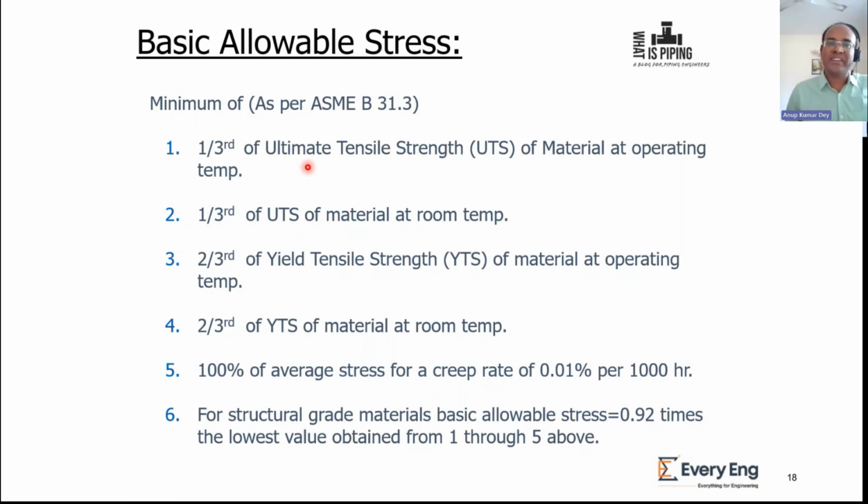So based on those material values, we have to create a table with all these values: one third of ultimate tensile strength of the material at operating temperature, one third of UTS at room temperature, two-third of YTS at operating temperature, two-third of YTS of the material at room temperature, and 100% of average stress for a creep rate of 0.01% per 1000 hours. So based on different tests, we have to calculate all these values.